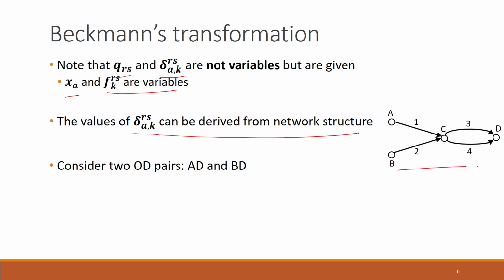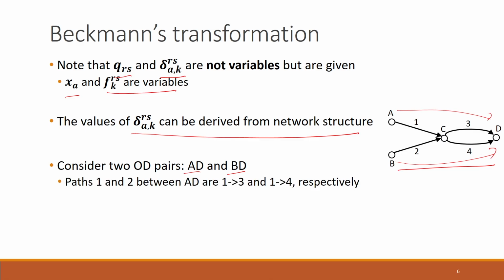Suppose this is the graph for which we are interested to find the user equilibrium solution. Suppose you have two OD pairs, AD and BD. Some people are interested to go from A to D here and some people are interested to go from B to D here. Now there are two paths to go from A to D. One is to take link 1 and then go to link 3. The other is to take link 1 and then go to link 4.